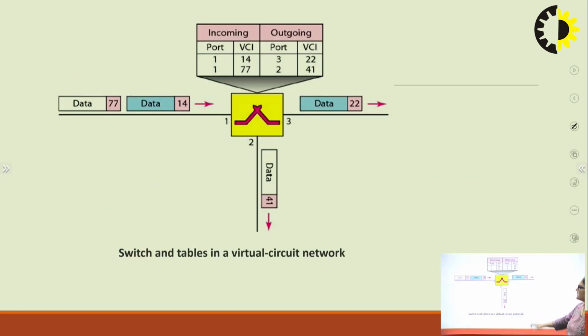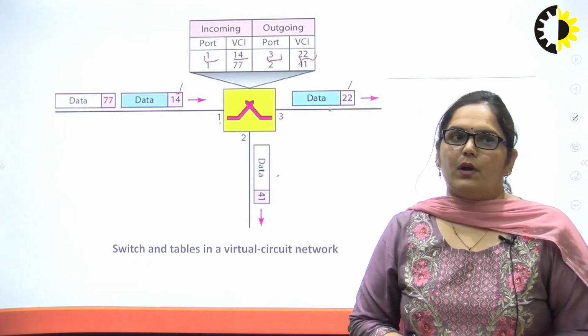So these are the switches and tables used in VC networks. When data comes with VCI number 14, the switch has a routing table. The switch first checks the entry in the routing table. If a packet comes with VCI number 14 from input port number 1, then the switch will forward that packet from its port number 3 and update its VCI number to 22. Similarly for the next data packet. So this is the concept of VCI or virtual circuit network and packet switching.